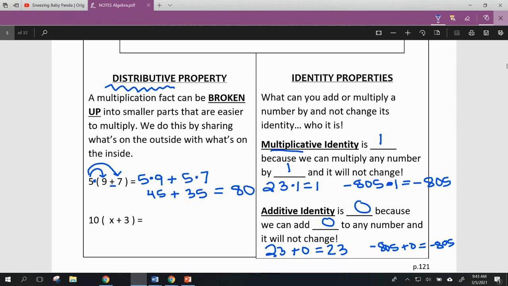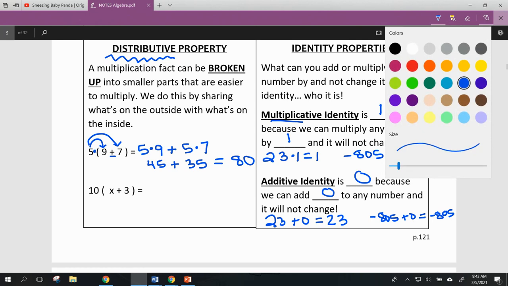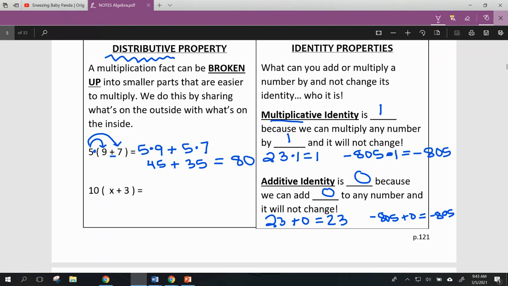But we could technically break it down into a smaller chunk, and breaking it down into a smaller chunk is what we're going to have to do when we have something missing, when we have a variable like we have here. So let's go ahead and focus on this next one. We have 10 next to parentheses. A number next to parentheses means to multiply. All right, so we're going to share that 10 times with what we have inside.